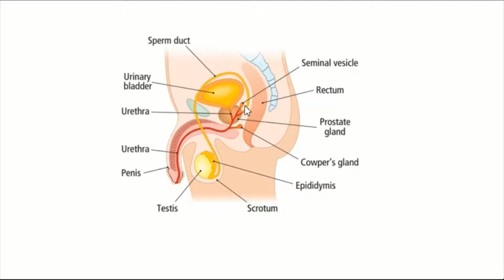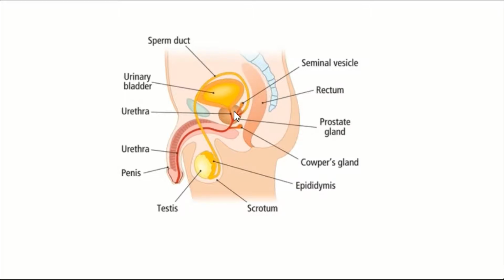And then moving on, we have what we call the seminal vesicle. The seminal vesicle is the gland just above your prostate gland. The main function of the seminal vesicle is to produce nutrients in a fluid form. These nutrients will then provide the sperm cell with energy so that it can swim around the female reproductive organs in order for fertilization to occur. So this is where the nutrients are provided to your sperm cells.